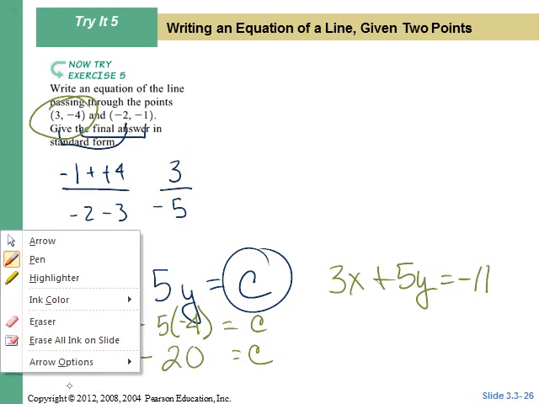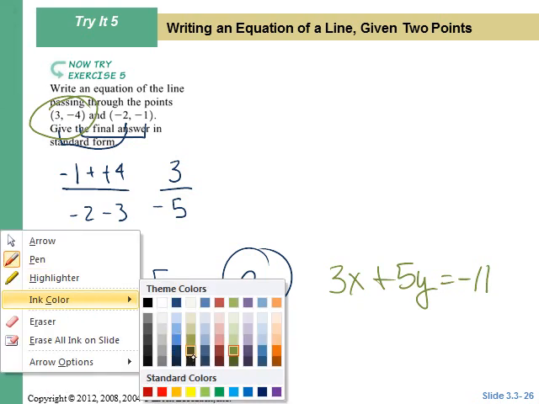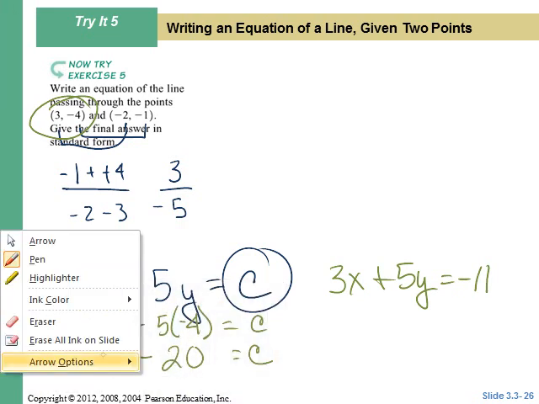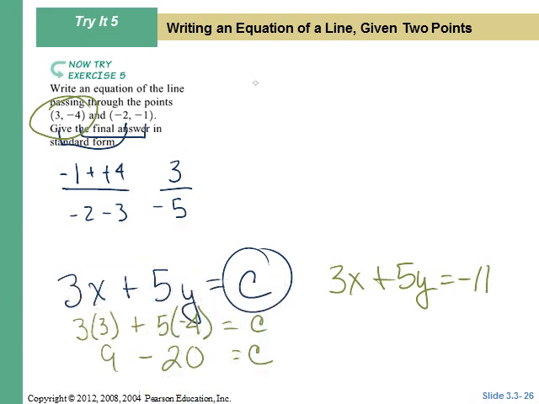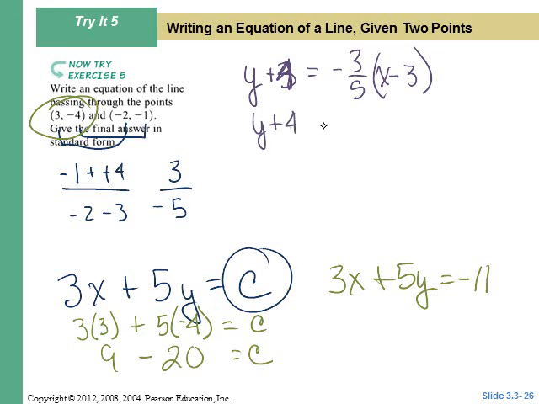Now, if you wanted to do it the way the book does it, you would be just fine doing it that way too. I'm going to change colors. You would have y minus 3 equals negative 3/5 x. I'm sorry, it's not y minus 3, it's y plus 4 equals negative 3/5 times (x minus 3). I just had the 3 in the wrong spot. So y plus 4 equals negative 3/5 x plus 9/5.